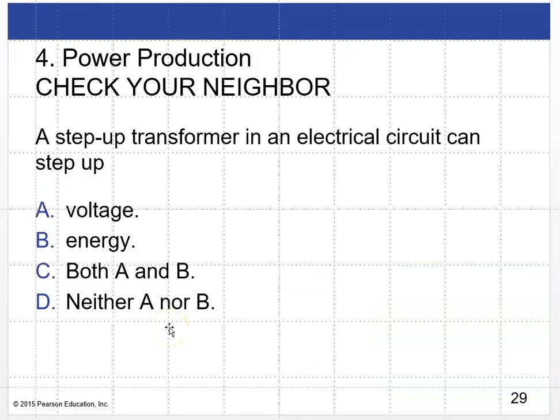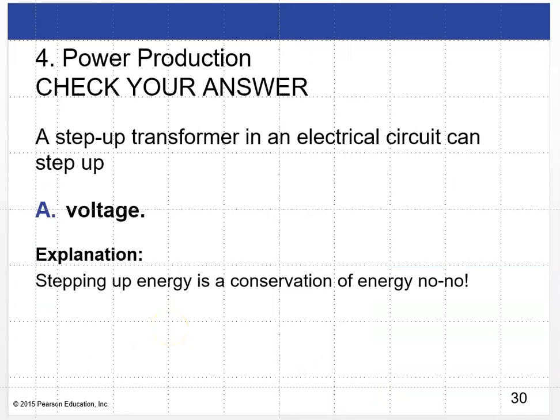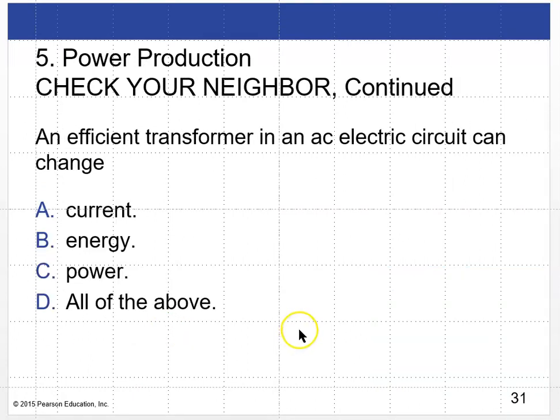A step-up transformer in an electrical circuit can step up voltage. It will not step up energy. An efficient transformer in an AC electric circuit can change current.